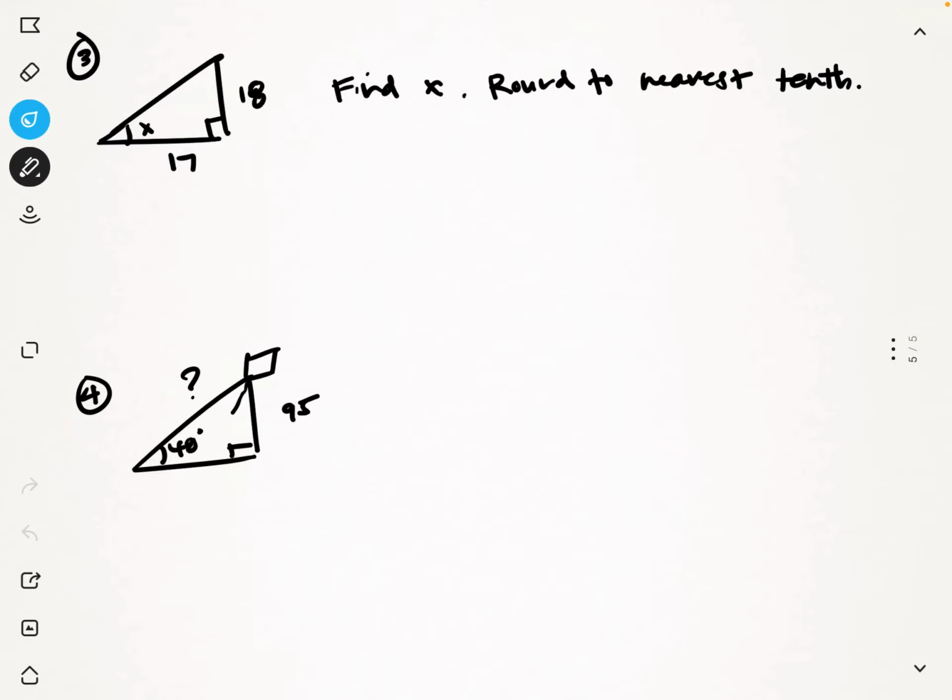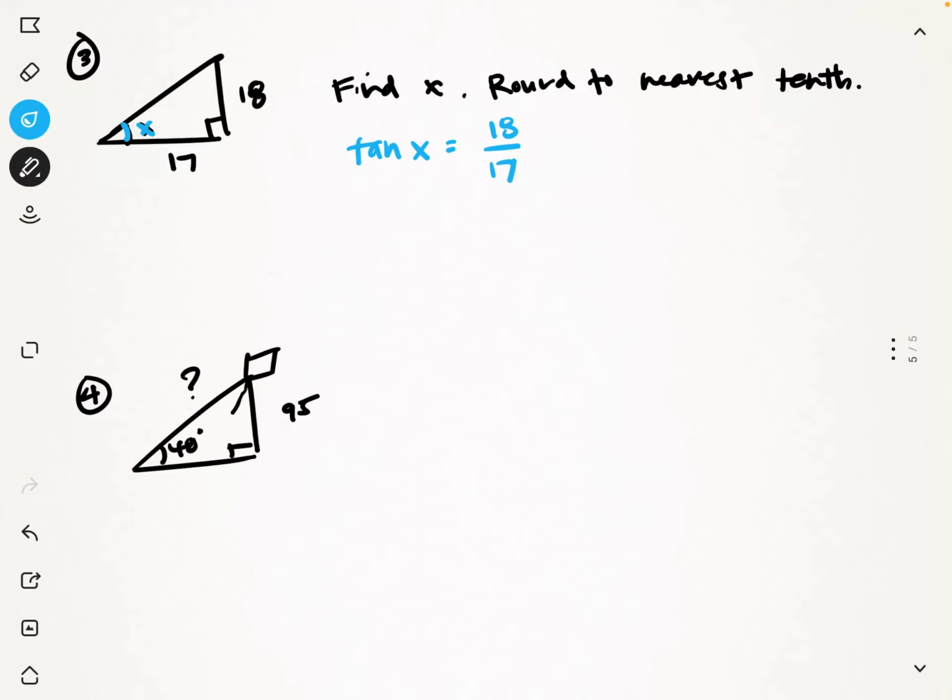Okay, on to number 3. This time it's asking us to find x. Now this is something you may or may not have done in geometry, so we're going to go through this. We're trying to find an angle here. So we're going to set this up just like we did the one previously. This time though, we don't know what the angle is. So we're going to have to just say tangent of x is the opposite, which is 18, over the adjacent, which is 17.